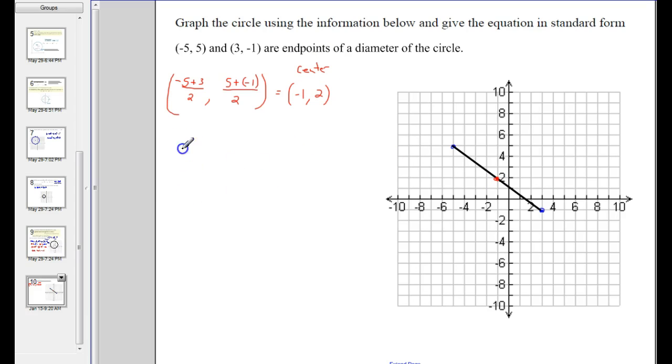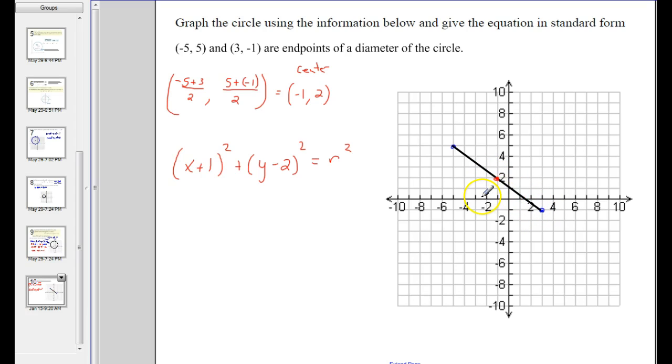Right, so that means we have x plus 1 squared plus y minus 2 squared equals our radius squared, whatever our radius is. We haven't figured that one out yet. Now, how can we figure out what the radius is? Well, we need to figure out the distance between the center and a point on the circle. So I just need the distance formula.